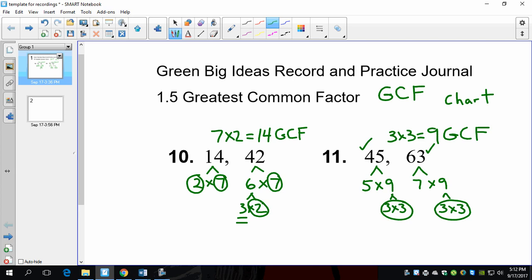So once again, we were talking about greatest common factor found on 1.5 in our Big Ideas Record and Practice Journal.